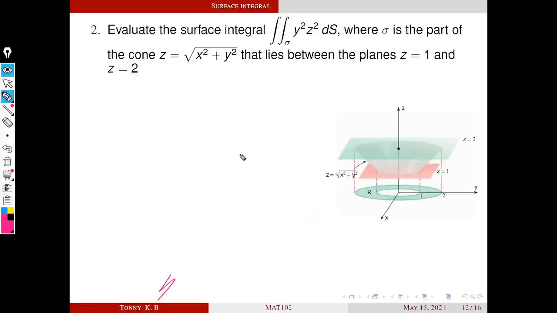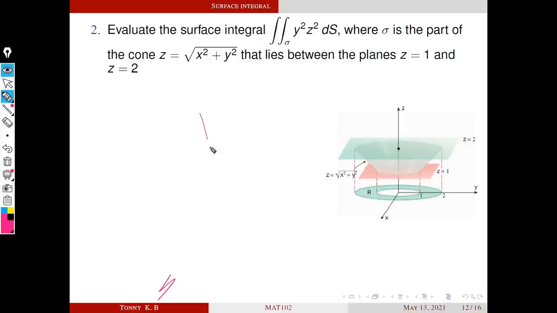Next problem. Evaluate the surface integral, double integral over sigma of y square z square dS, where sigma is the part of the cone z is equal to square root of x square plus y square that lies between the planes z equal to 1 and z equal to 2.